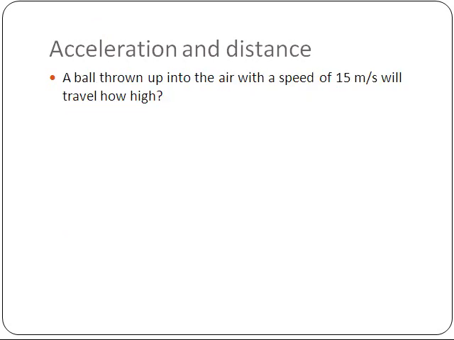A ball thrown up in the air with a speed of 15 meters per second will travel how high? Well, first thing we need to recognize here is if you're throwing a ball up into the air, you are probably on Earth. And if you're on Earth, that means that the acceleration due to gravity is going to come into effect here. And so this ball being thrown up in the air will have an acceleration of negative 9.8 meters per second squared. And so we're going to start with that.